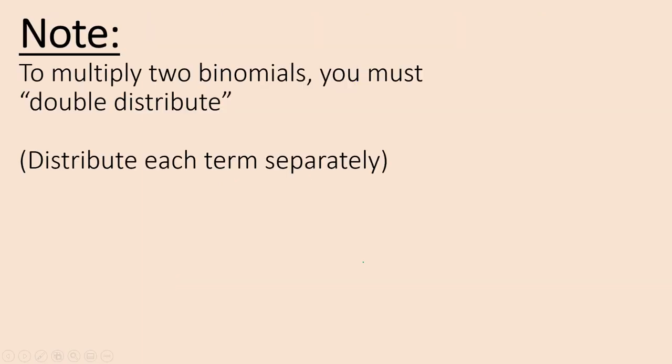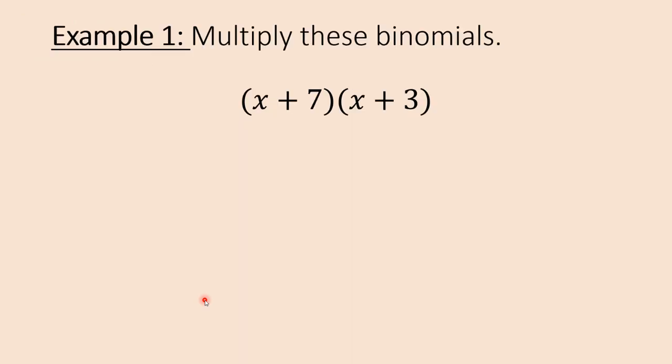Okay, so here's our big takeaway from this section. To multiply 2 polynomials, you must double distribute, which means you're going to distribute each term separately. Go ahead and write that down, and let's get started. We have 4 examples that I need you guys to get in your notes today. So example 1, we're just going to multiply these binomials, and we're going to double distribute just like we did before. So go ahead, pause, write it down.